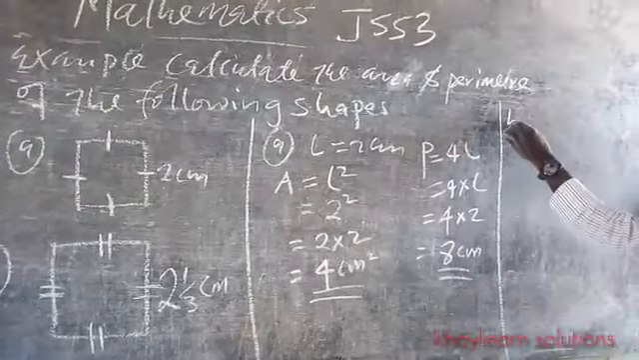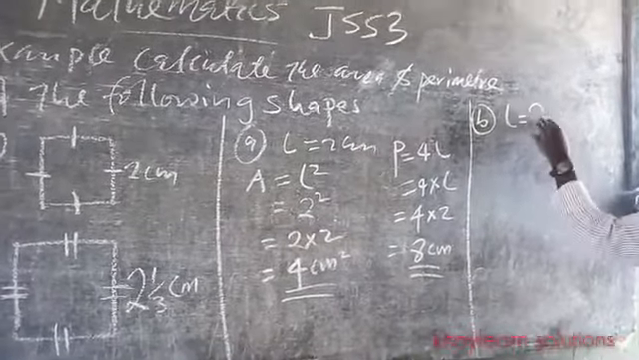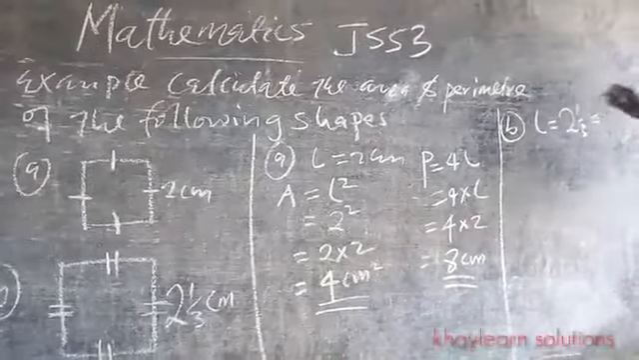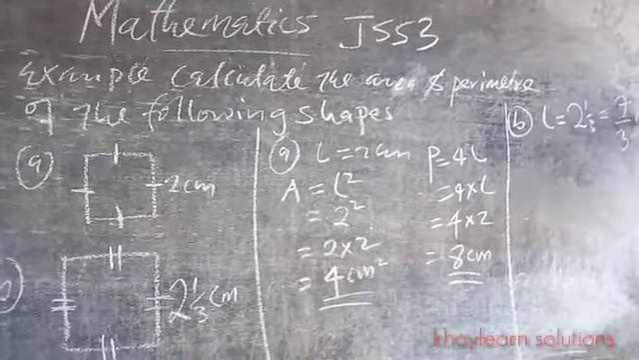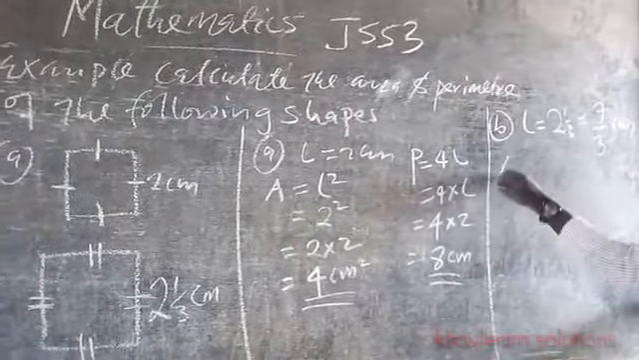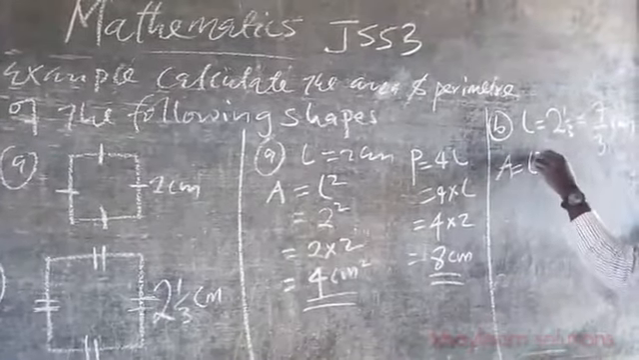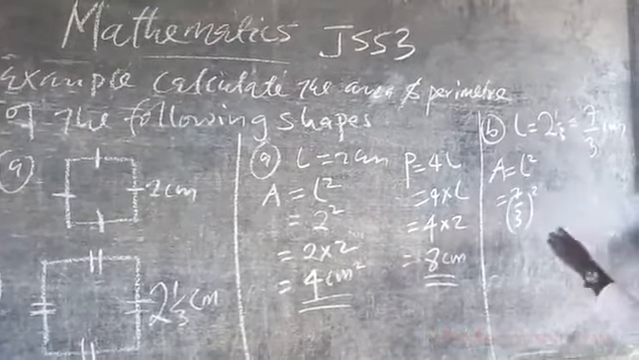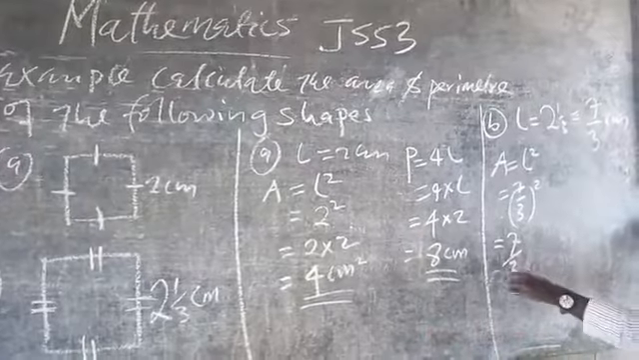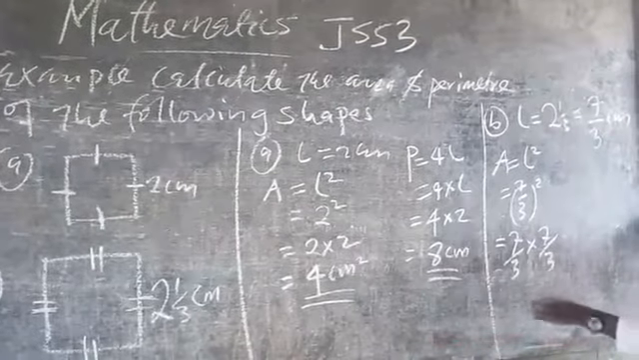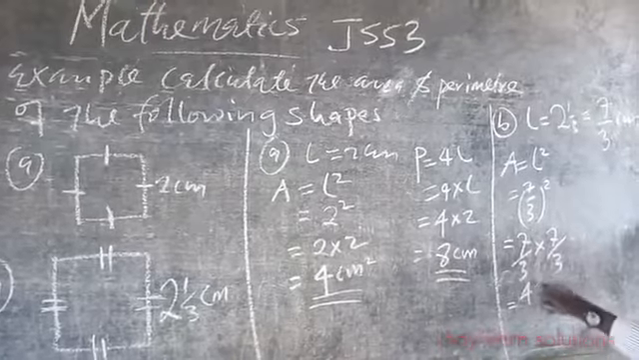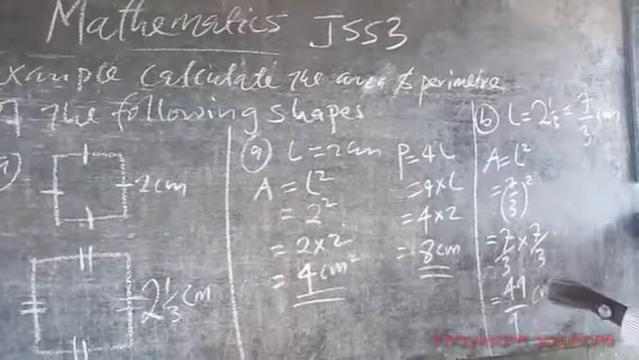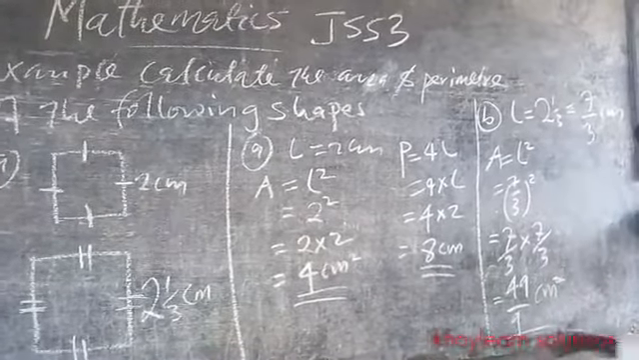So the second shape has length 2 and 1/3, which gives you 3 times 2 is 6, 6 plus 1 is 7, all over 3 centimeters. That is the length. Therefore, the area will be equal to L squared, which gives you 7/3 squared. And 7/3 squared means 7/3 times 7/3. This is equal to 7 times 7 is 49, 3 times 3 is 9, so 49 over 9 centimeters squared. So this is the area.